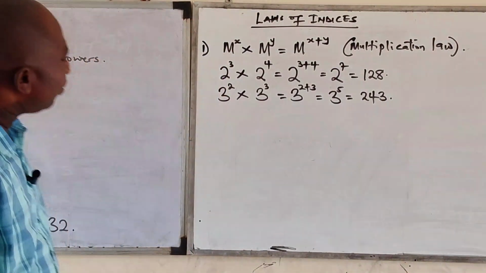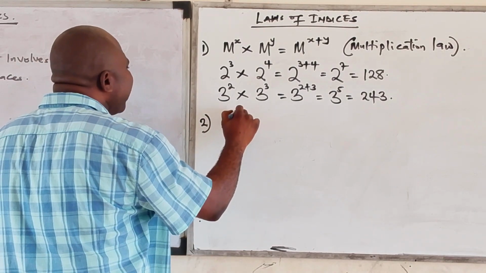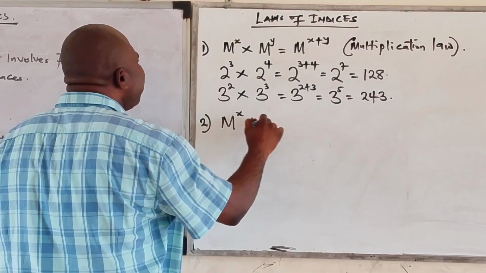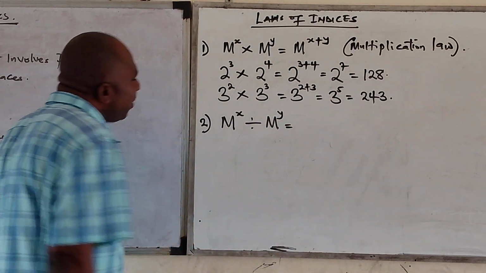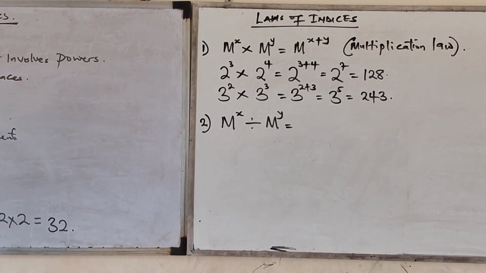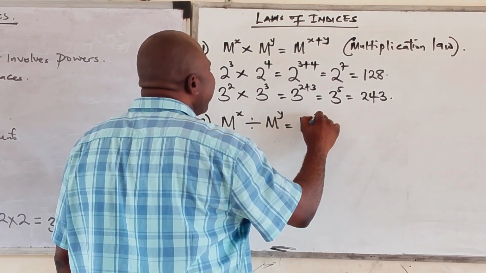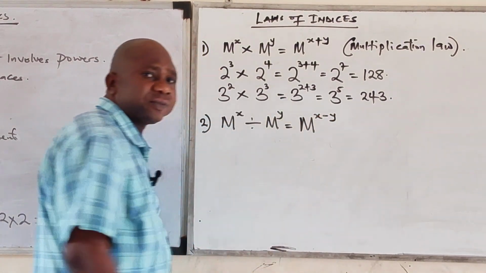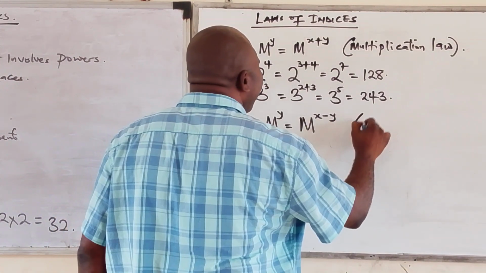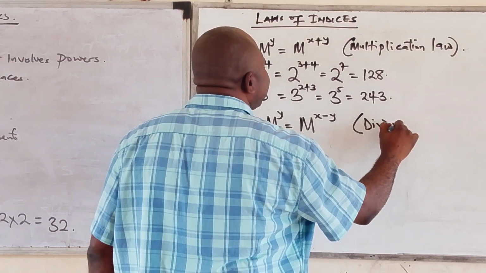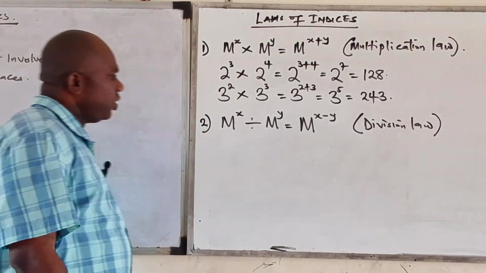Now let's move to the second law. Law number 2: we have m raised to the power of x divided by m raised to the power of y. This will give us m raised to the power of x minus y. So we call this the division law of indices.